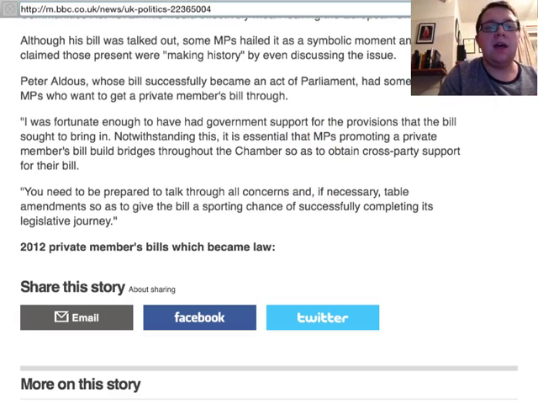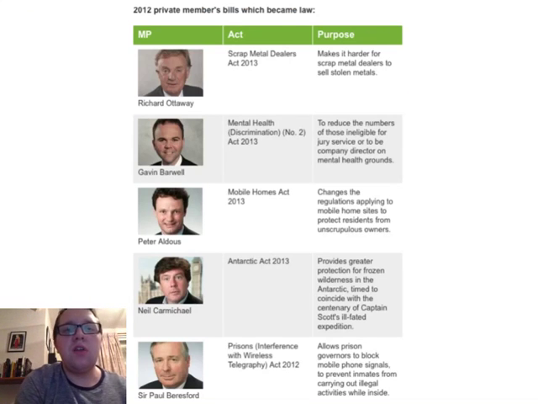Unfortunately, there's a bit at the end there which is cut off. It says 2012 private members' bills which became law, and it gave some details. But what I've done is I've taken a screenshot of that part of the article that was missing, and I think what's really interesting is it gives some details of the MPs and the bills that they've put forward. And while it's unlikely that private members' bills, as we've seen, will succeed without cross-party or government support, we can see that some actually do make it through.